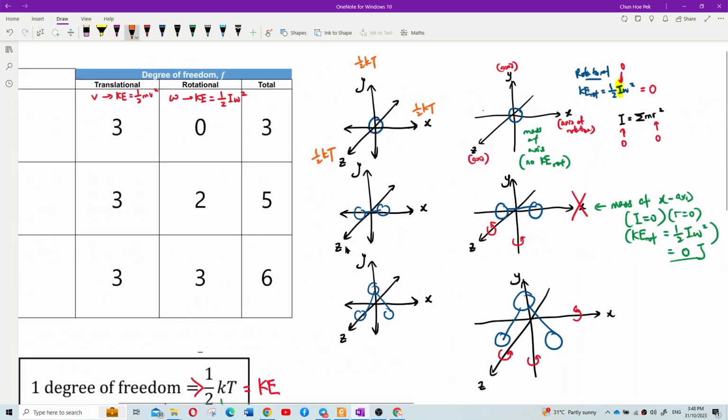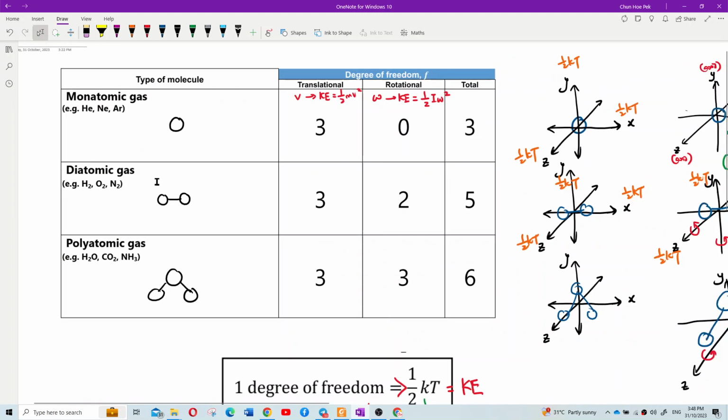See class, X has half kT. You know why everything is half kT, class? X got half kT, Y got half kT, Z got half kT, and then rotational motion about Z also got half kT, Y also got half kT. But X has no rotation, because X has no degree of freedom. So how many half kT over here? 1, 2, 3, 4, 5. Total 5 for a diatomic gas.